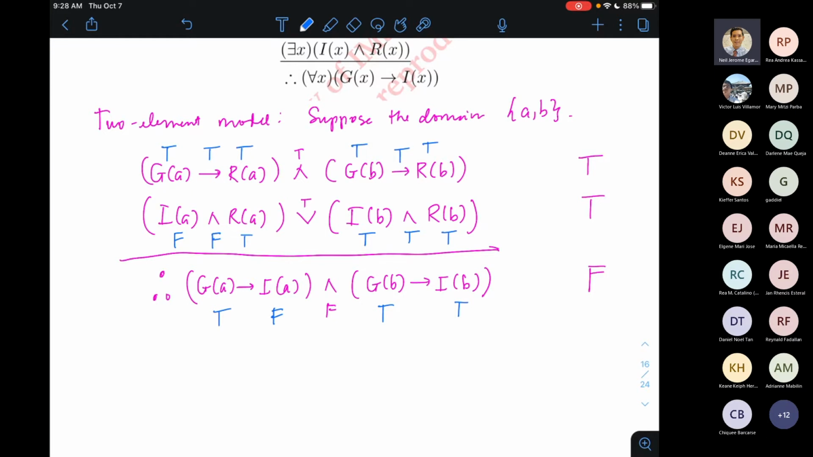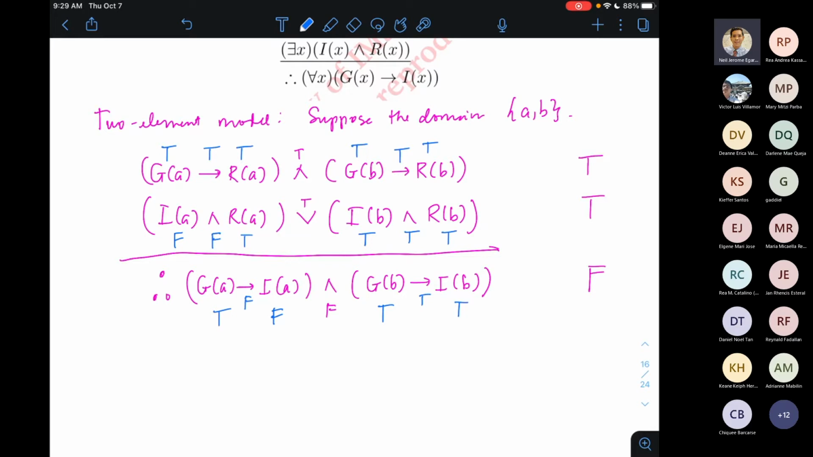So with this truth value assignments, true yung first premise, true yung second premise, pero false yung conclusion. Right? Kasi false yung first conjunct dun sa conclusion. Okay. So now we have demonstrated the possibility in a two-element model that the argument is invalid. Therefore, the argument in general would be invalid.